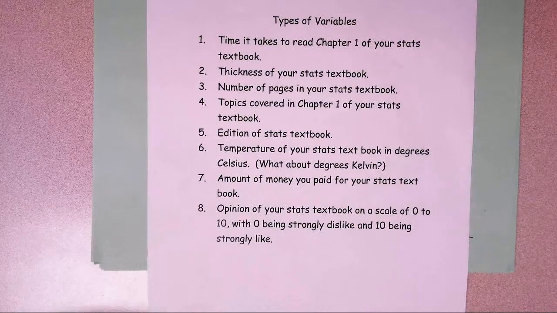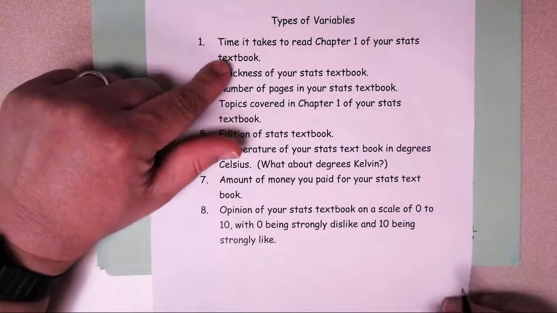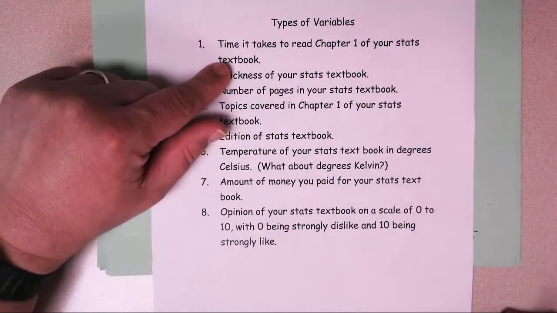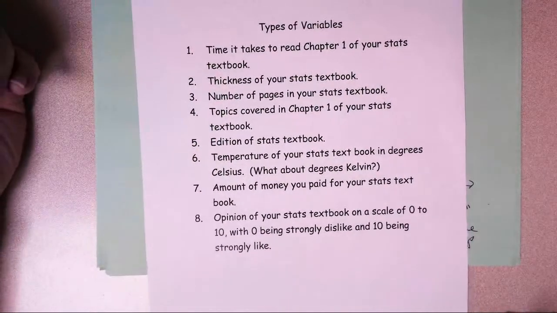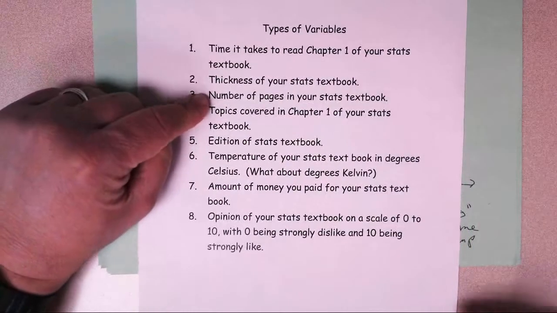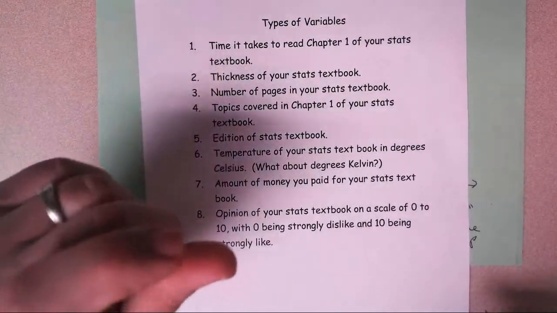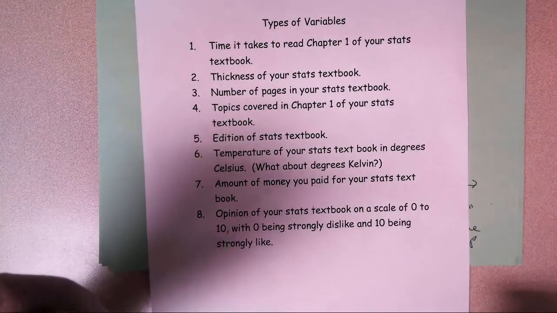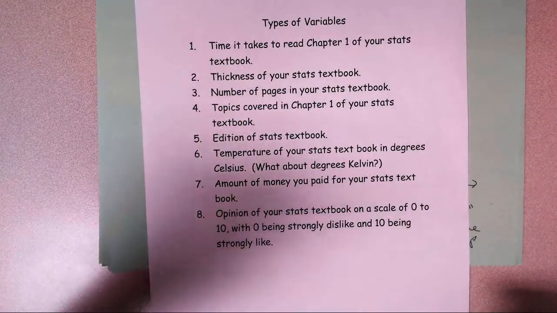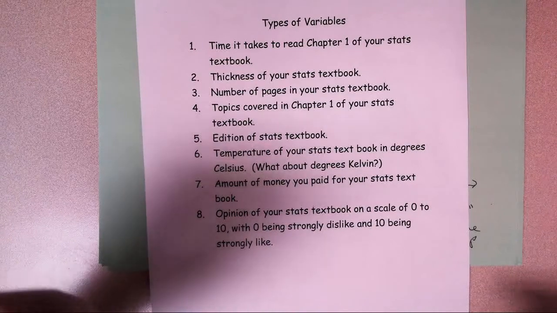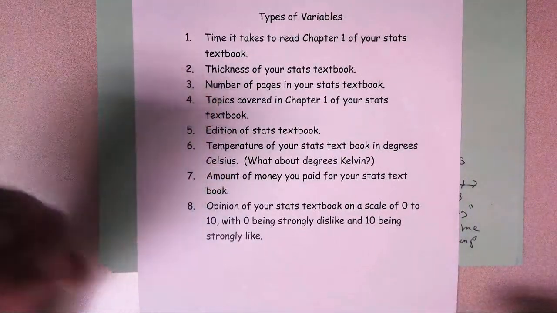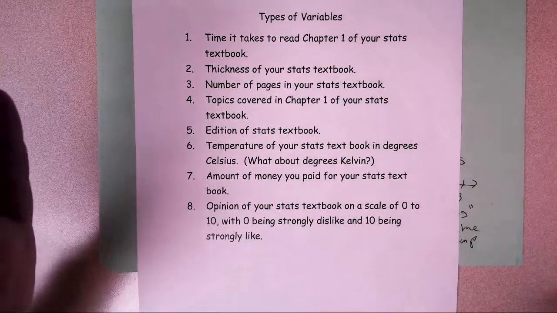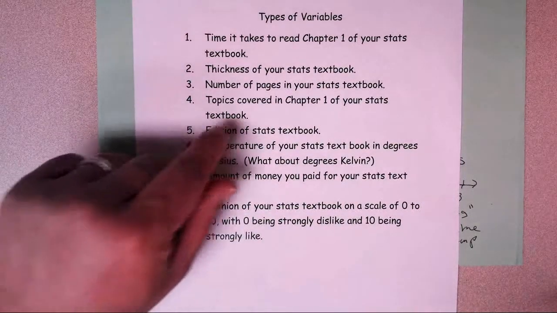Okay, so let's go ahead and look at these. It says the time it takes to read chapter 1 of your stats textbook. Okay, well, time is a continuous quantity. So the thickness of chapter 1 of your stats textbook, how thick it is. And now here you're measuring, right? The length, or the thickness. And so that's a continuous quantity. Now the number of pages in your stats textbook, that is a discrete quantity. You're counting the number of pages.